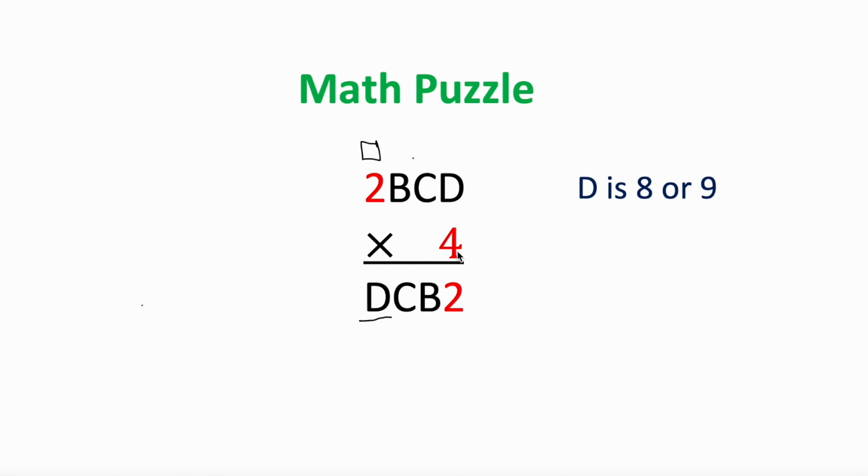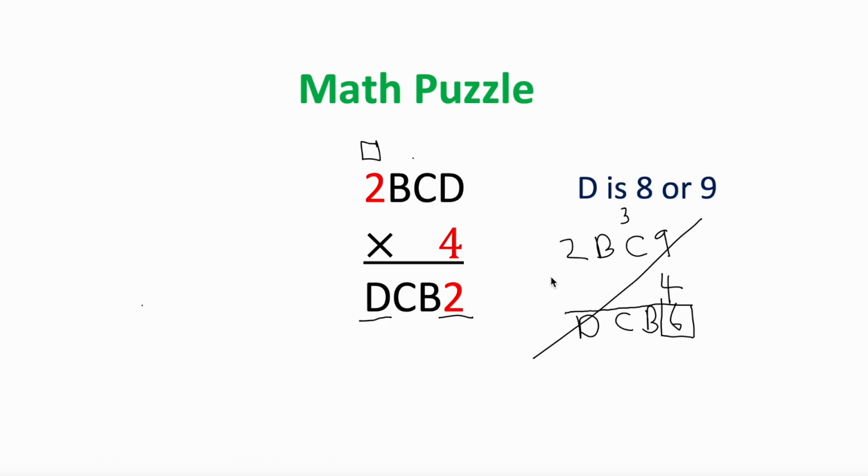Now let's see what happens if D were 9. We would have 2BC9 times 4, giving us 9CB2, and since 4 times 9 is 36, this would give us a product that ends in the digit 6. But that contradicts what we already know, it ends in 2. So that means that D cannot be 9. Since we knew that D is 8 or 9, then D has to be 8. So we worked out another digit.